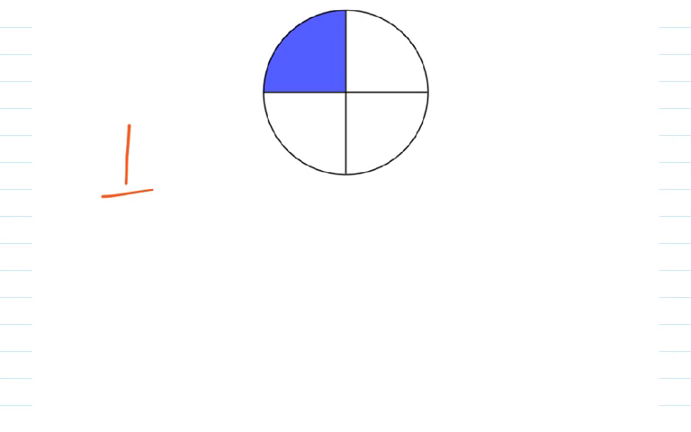This is 1/4. And again, the numerator, which is right here, let me draw that the other way. The numerator is 1, and it is one of those 4 copies that make up the whole. Remember, a unit fraction has a numerator of 1.